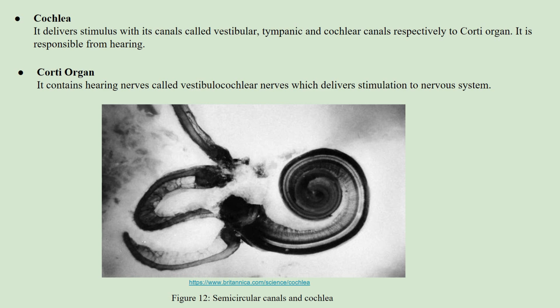Cochlea is the third structure of the internal ear. It has 3 canals, which are called vestibular canal, tympanic canal, and cochlear canal. Stimulus is delivered to the Corti organ through these canals. Corti organ is the last structure of the human ear. It contains hearing nerves called vestibulocochlear nerves. When stimulus reaches here, it is delivered to the nervous system to be evaluated.